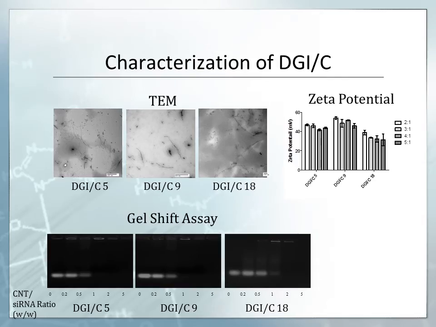Here is the characterization of the DGI and DGI with nanotube, or DGIC. Here is the TEM. It shows the nanotubes are singly dispersed. There is also the gel shift assay, which shows how well the nanotubes, or DGIC, condense the siRNA. This one is the zeta potential, which is one of the criteria to tell the colloidal stability of the DGIC and siRNA complexes. The higher the magnitude, the more stable it is.